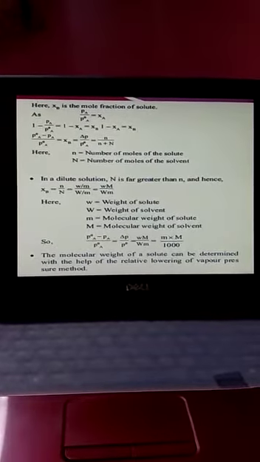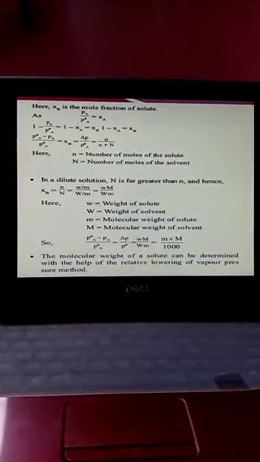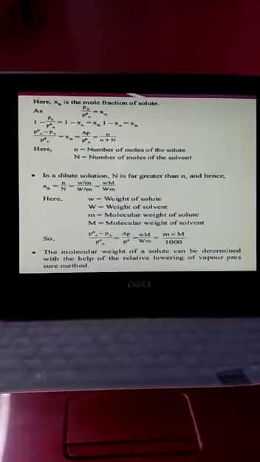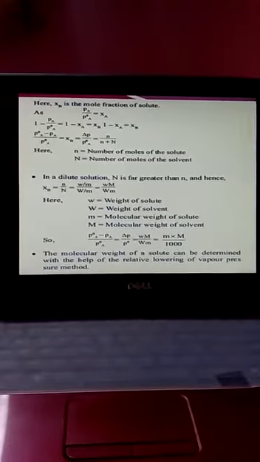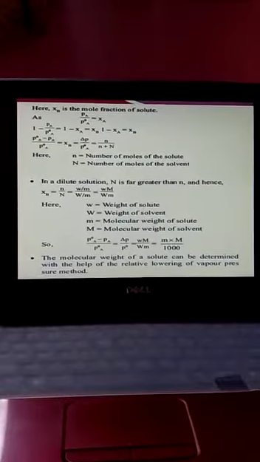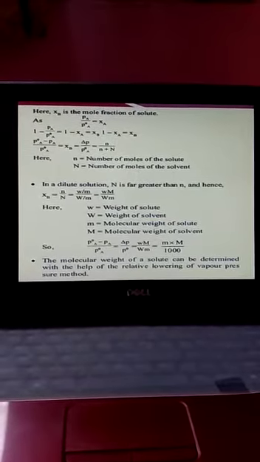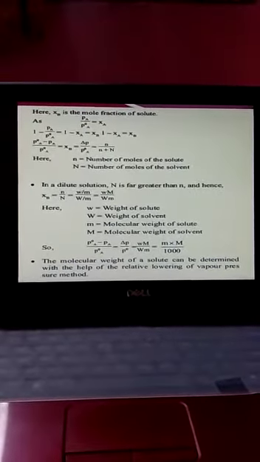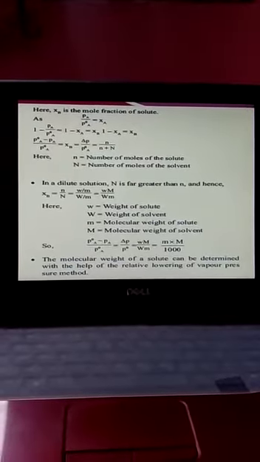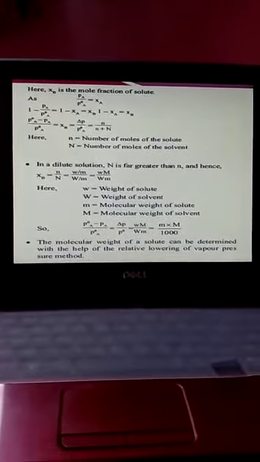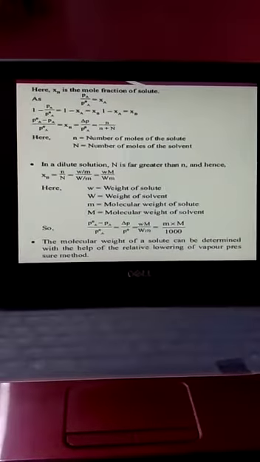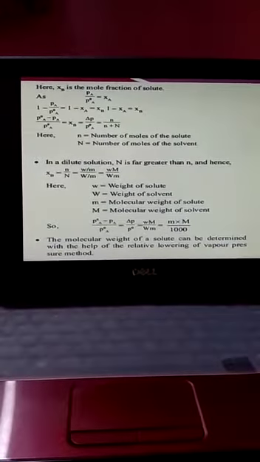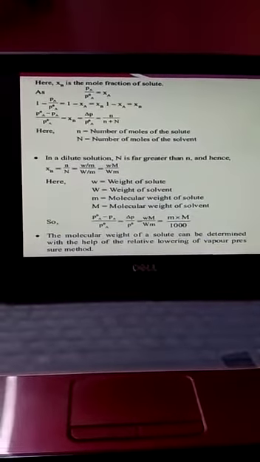(P naught A minus PS) upon P naught A is equal to XB, where XB is the mole fraction of the solute. Here we can write XB equal to NB upon NA plus NB, where NB can be neglected in the denominator because the value of NB for a dilute solution is very small compared to NA. Therefore, we get this formula: (P naught A minus PA) upon P naught A, that is delta P upon P naught A, is equal to WB upon MB into MA upon WA.